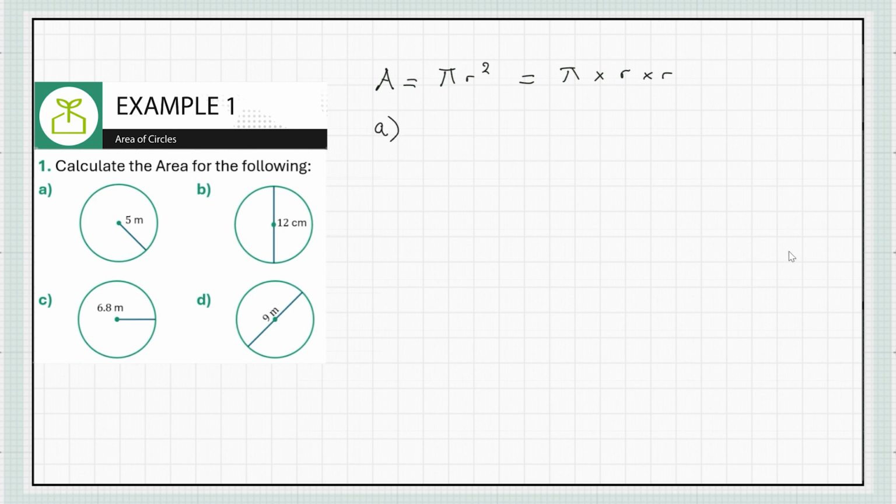So we know that our radius is going to be the distance from the circumference of the circle to the center. And in A, the radius is equal to 5 meters. Alright, now that we know that, we need to substitute this value into our formula. So our area is going to be equal to pi multiplied by 5 squared, or 5 times 5. Right, now let's bring up our calculator and solve.